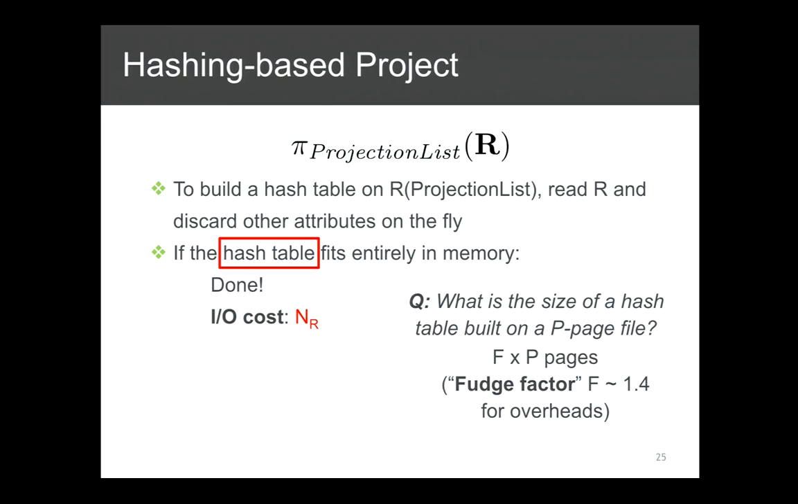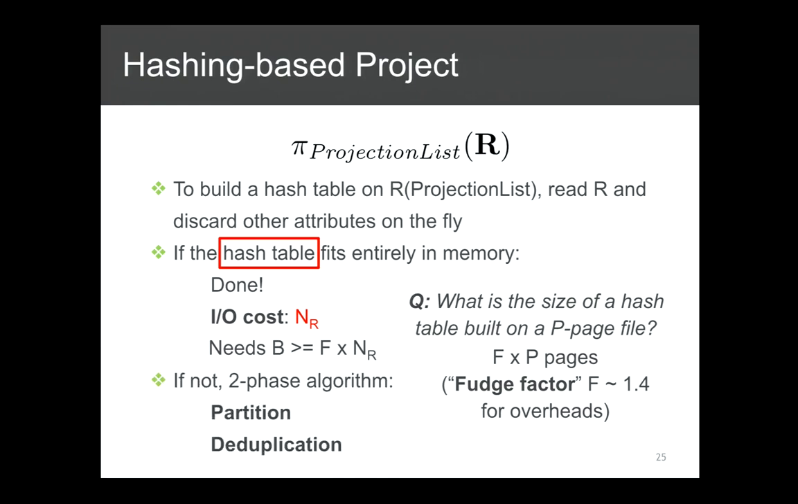Okay? Given this, the constraint for the hash table to fit entirely in memory is B, which is the number of buffer pages you're given for executing the project, should be greater than or equal to F times NR. Actually, technically, that should be NT, which is the temporary file with only the projection. That's a typo. Okay, so B should be greater than or equal to F times NT. Is that clear? Any questions?